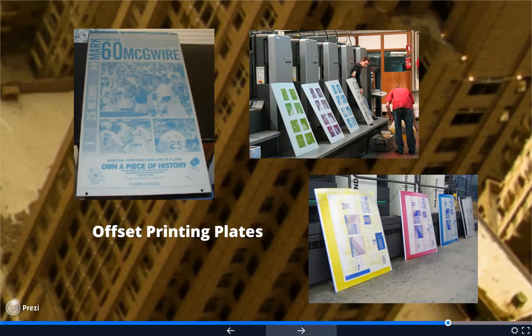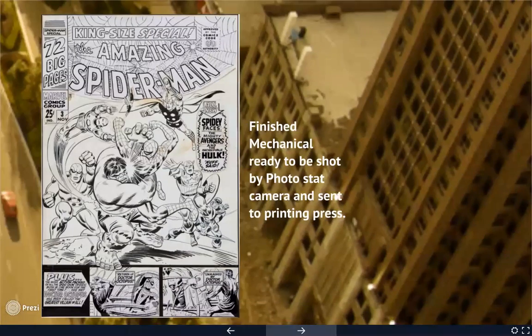So this is what a finished mechanical, basically a paste up, would look like, and it's ready to be shot on a photostat camera. I don't know if you can see on your screen, but especially right here, you can see the edges where they cut out this part and pasted it on there.